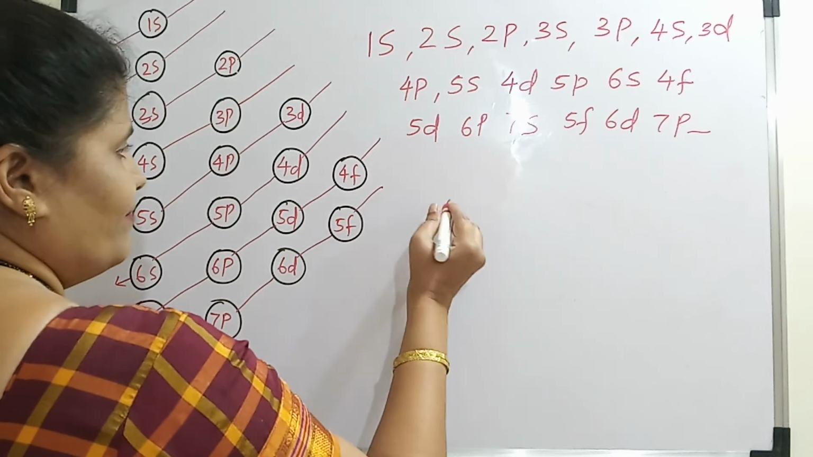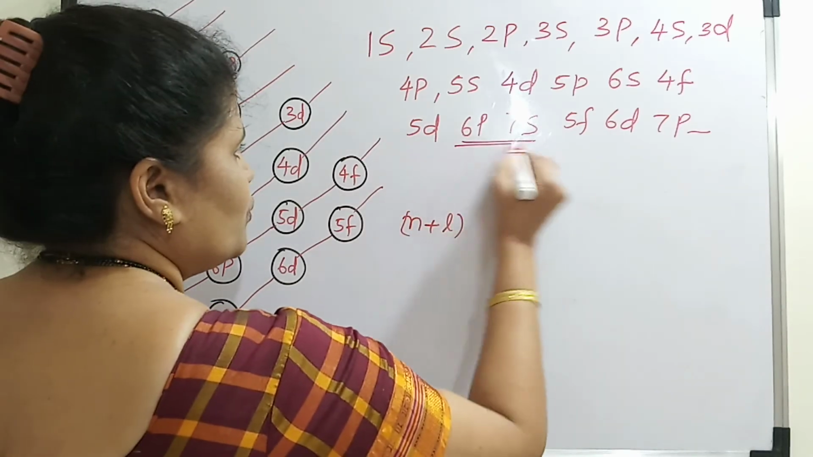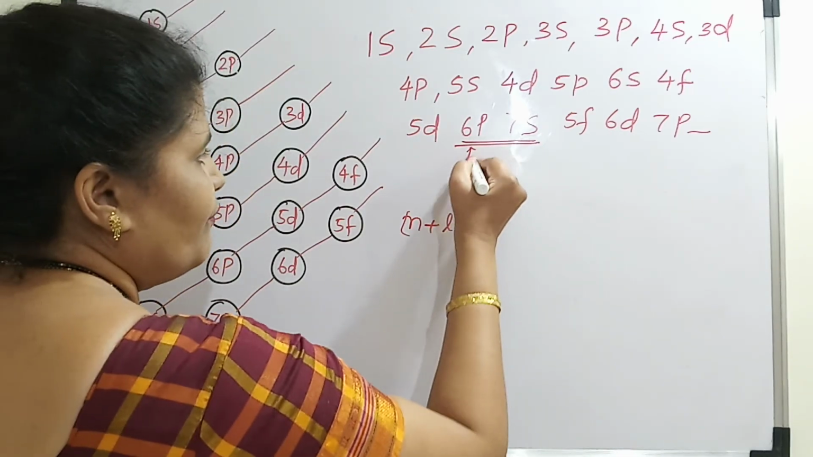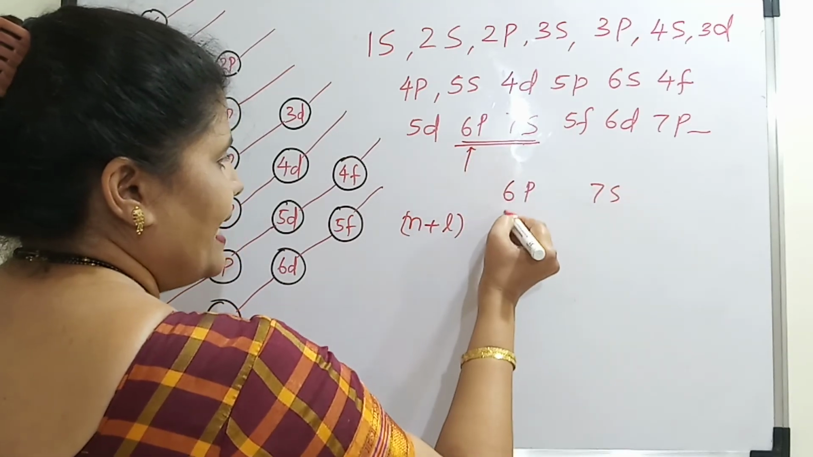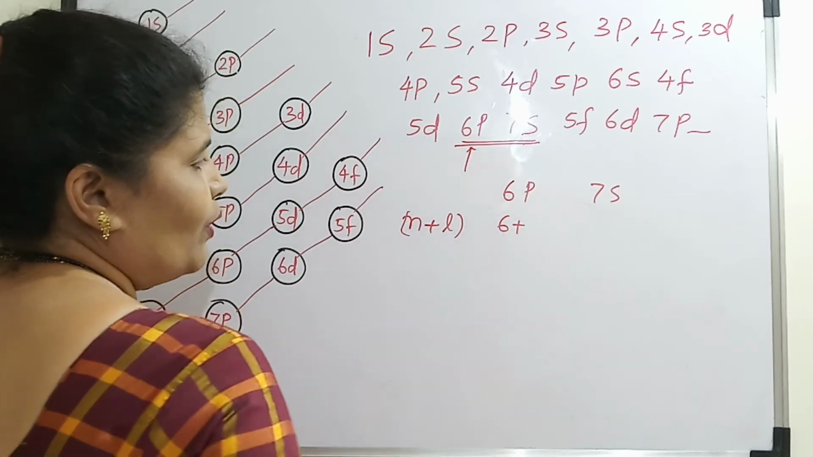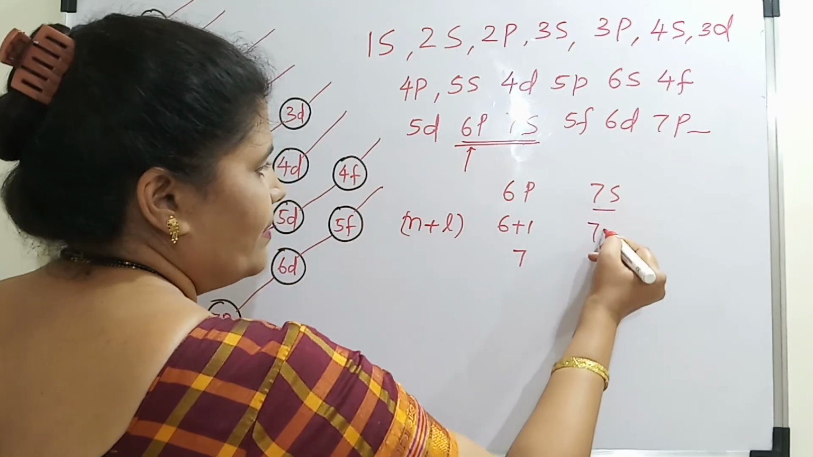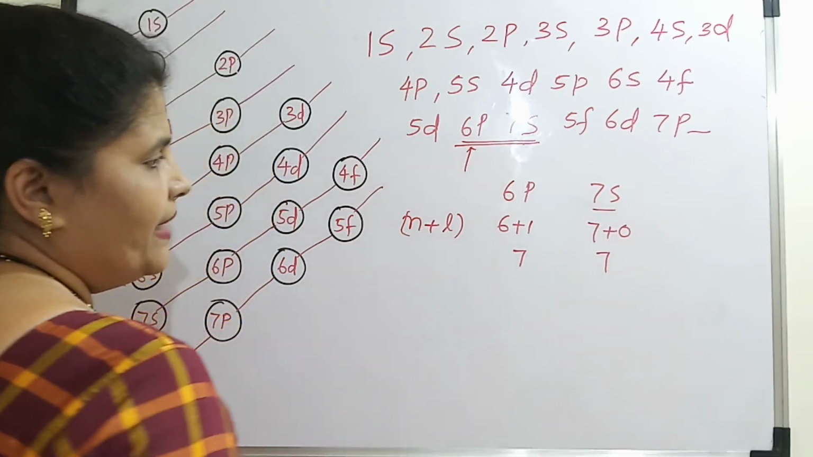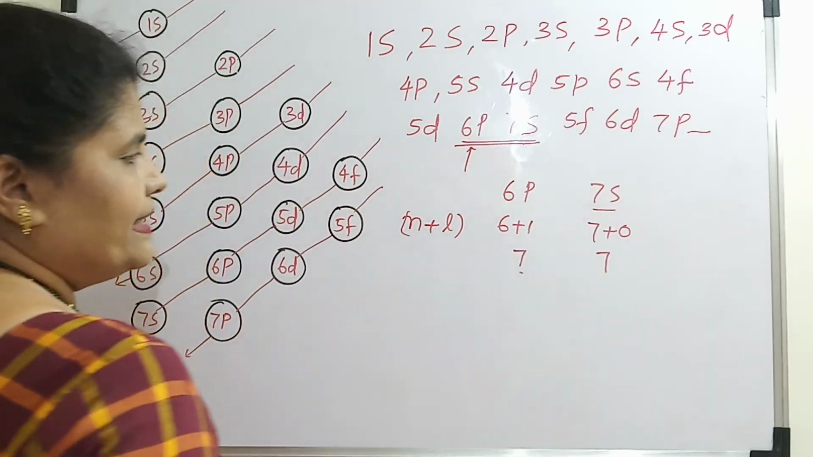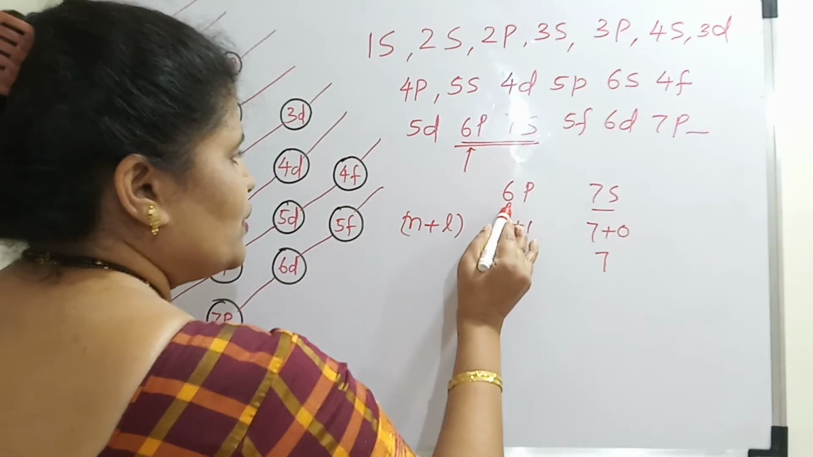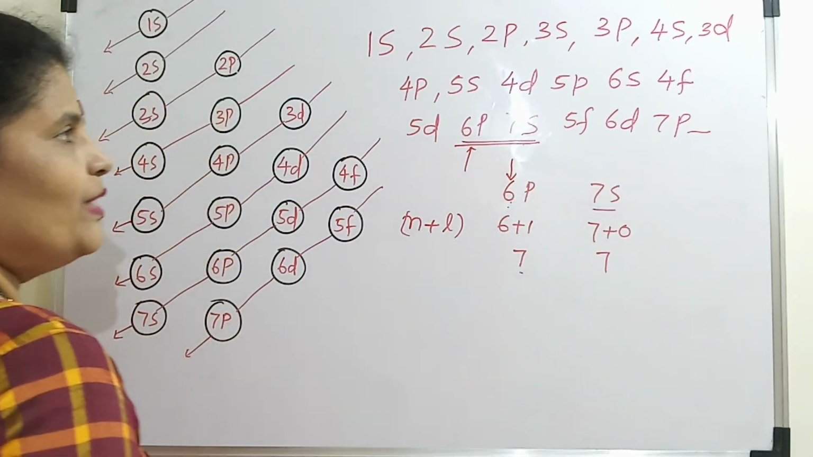That is the Aufbau principle, and this Aufbau principle is based on the n plus l rule. Let us consider any two orbitals. Why am I filling 6p before 7s? For 6p, n is 6 plus the value for p, which is 1, so the total is 7. For 7s, n is 7 and s is 0, so the total is 7. Both values are the same. So where will I fill the electrons? The orbital having the lower principal quantum number will be filled first, and then I will go for the higher principal quantum number.